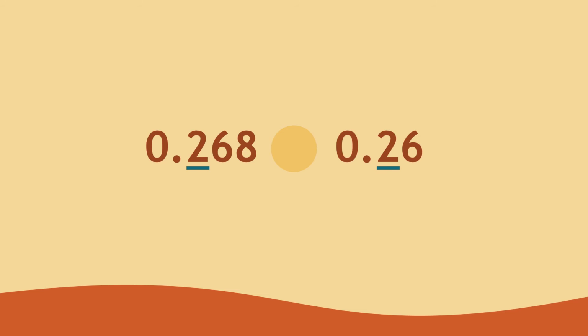Okay, but now we move on to our tenths place. In our tenths place, we have 2's in both. So we need to keep going because there are more digits. We need to keep going until we see if one of them is greater than or less than the other. So we're going to move on past the tenths to the hundredths place. And in the hundredths place, we have two 6's. We're going to keep going. Okay, the thousandths place. On the right, we have an 8. On the left, we have nothing, or a 0. So because of that, we can say that 268 thousandths is greater than 26 hundredths.